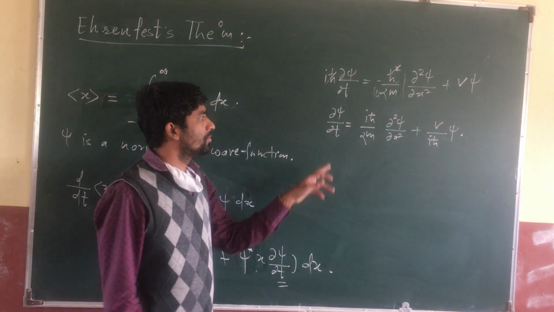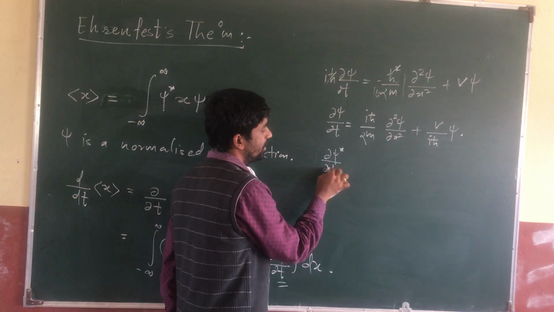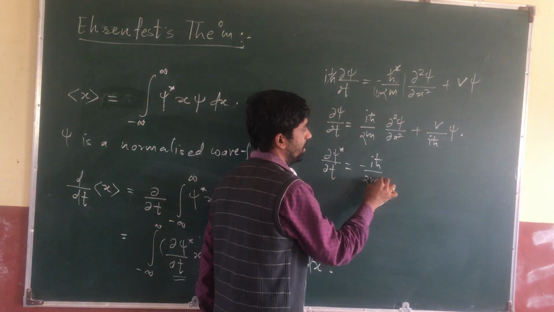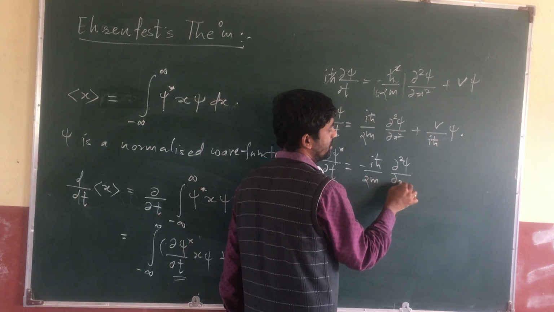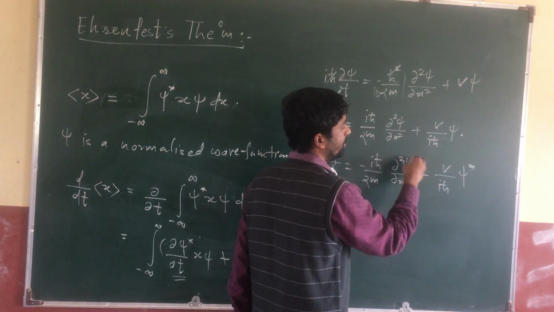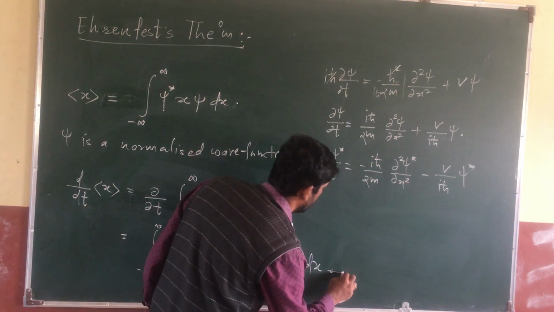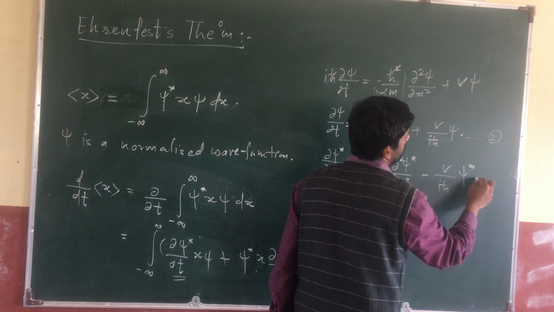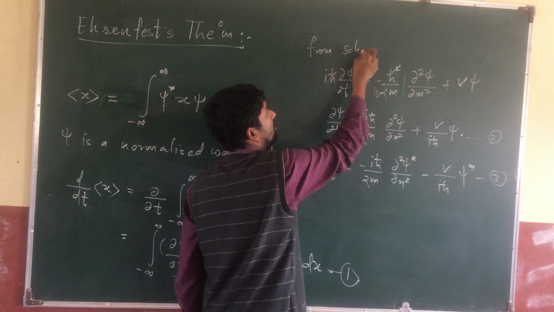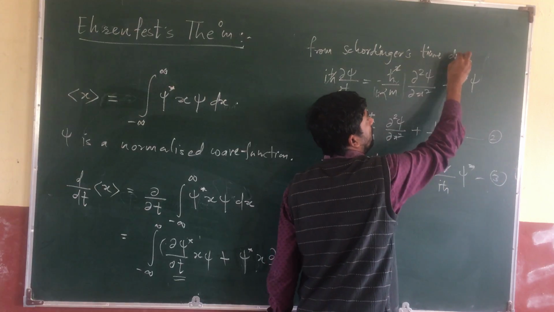From this equation you will find the value of dψ*/dt by taking the complex conjugate of it. So this will now be minus iħ divided by 2m d²ψ/dx², and also minus V divided by iħ into ψ*. Here also it will be ψ*. So we have taken the complex conjugate of this equation. Suppose this is your equation number 1, this is equation number 2, this is equation number 3. And how this equation comes from Schrödinger's time dependent equation.